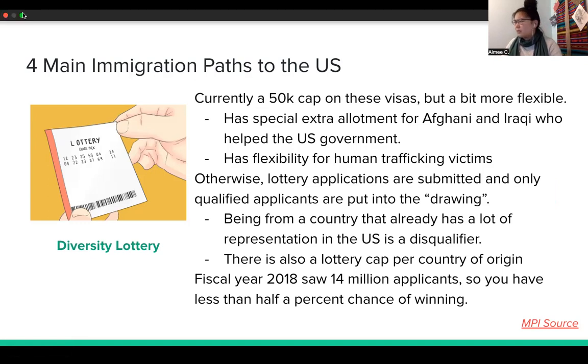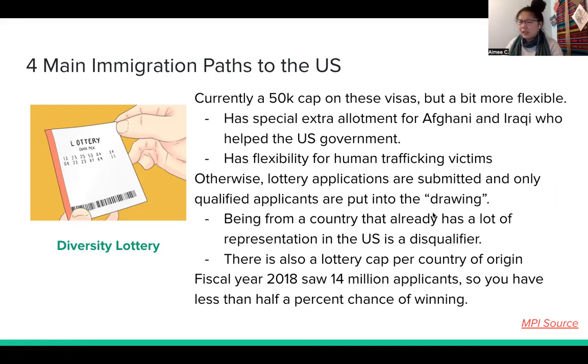So I'm curious then, I'm sure some of you, I know at least one of us from the Friday presentation has a student from the diversity lottery. So, and it's always great.